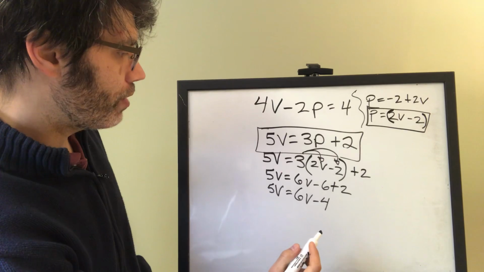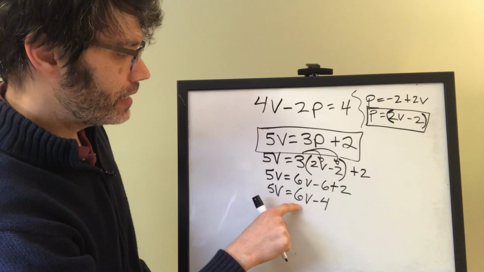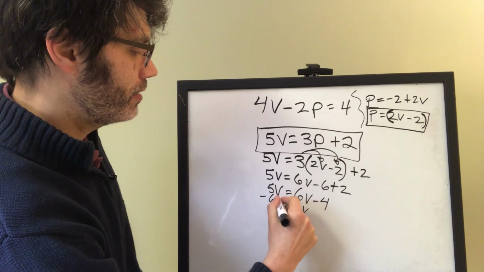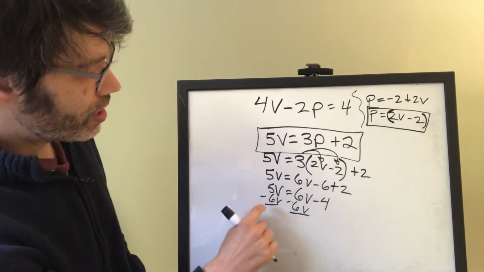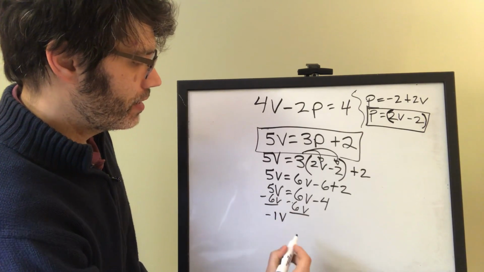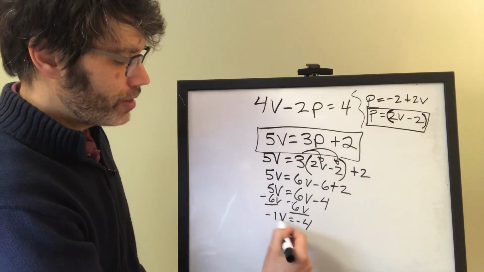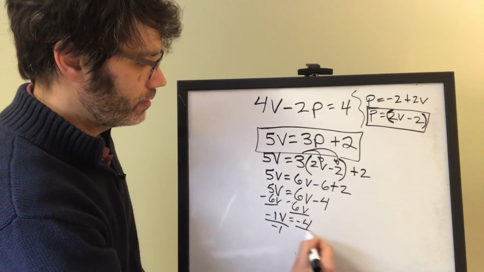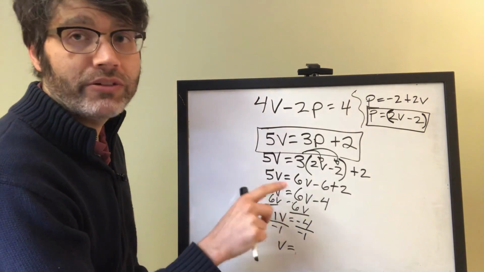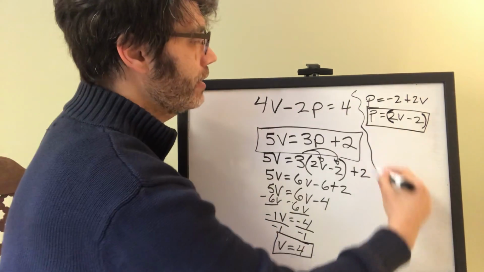Now what we can do is subtract 6v from both sides. So let's subtract 6v here and 6v here. 5v minus 6v is negative 1v, equals negative 4 over here. Now I divide both sides by negative 1, and I get v equals negative 4 divided by negative 1, which is positive 4. So v equals 4, and I can write that over here.